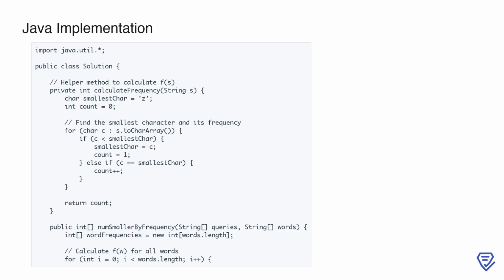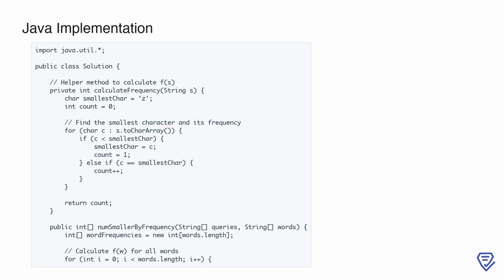To achieve this, we initialize smallest char to z and a counter count to 0. We then loop through each character in the string. If the current character is smaller than smallest char, we update smallest char to this new character and reset the count to 1. If the current character is equal to smallest char, we simply increment the count. This ensures that by the end of the loop, we have both identified the smallest character and counted its occurrences. The method then returns this frequency.